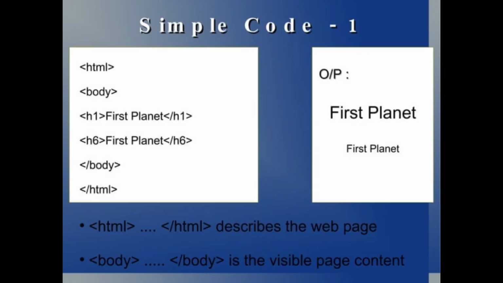This is the sample code for HTML. First of all, we put the HTML tag. Next, we open the body tag. Then, in header one, we can use six header tags. Whatever we write in the header tags, it will print as the output.